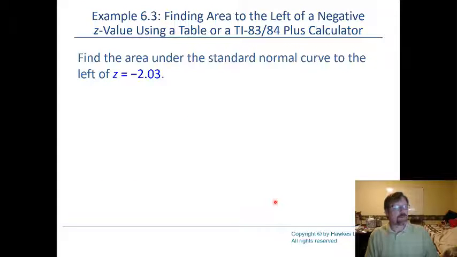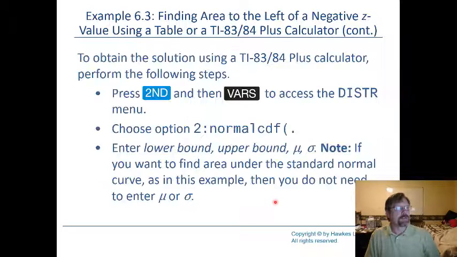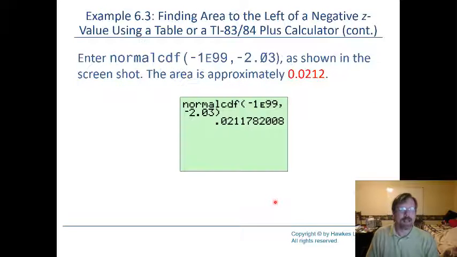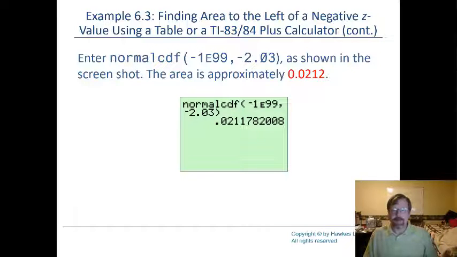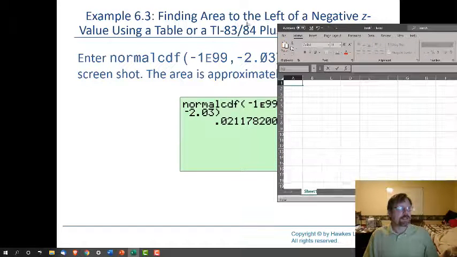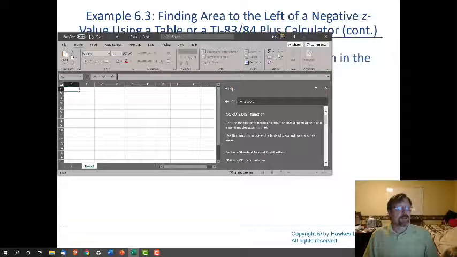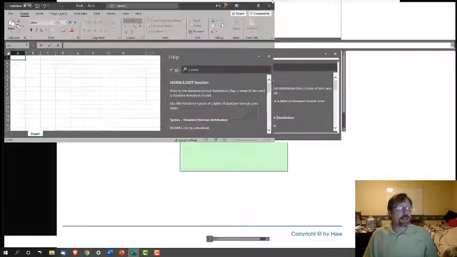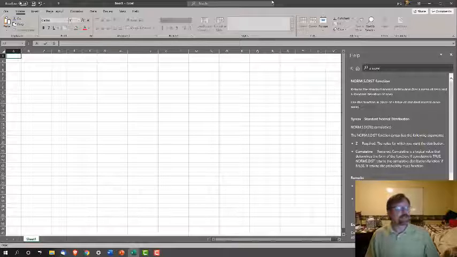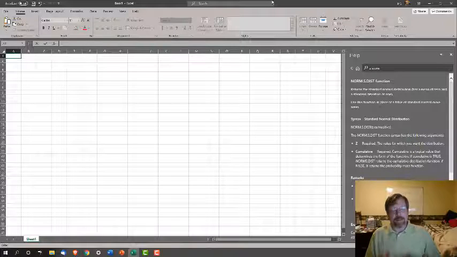I am not going to go over how to do this in the TI-83 or 84 Plus calculator. I will post these slides so you can do that on your own if you have that. What I am going to do, because it's not covered here, and frankly I do find Excel more useful, is talk very briefly about what you would use in Excel. There is a z-test in there, but it's not what we're after here.